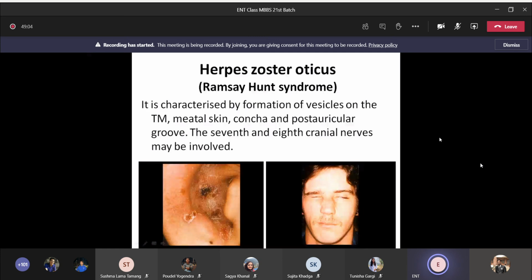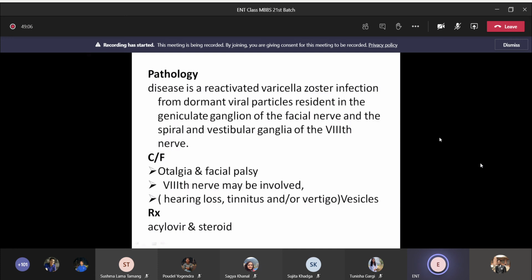Pathology: the disease is a reactivated varicella zoster infection from dormant viral particles resident in the geniculate ganglion of the facial nerve and the spiral and vestibular ganglia of the 8th nerve. Clinical features: otalgia and facial palsy. The 8th nerve may be involved, causing hearing loss, tinnitus, and/or vertigo. Vesicles will also be present. Treatment is antiviral, acyclovir, and steroids.